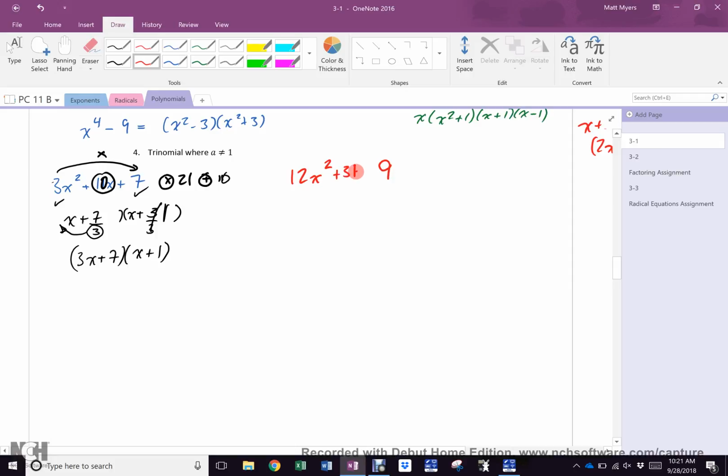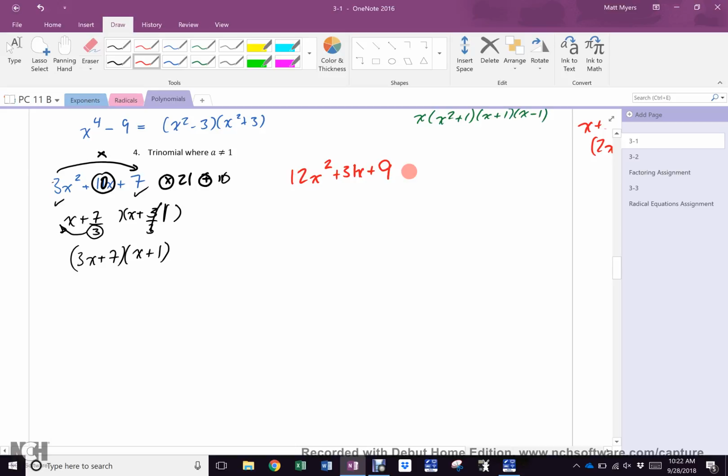Plus 31x. If you do that box method, how many options do you have for 12? Could be 1 and 12, 2 and 6, 3 and 4, yes? So you have to try a lot of different ones. But if you use my method, you know the 2 right away. Everybody cool? But if you like that box method and you learned it somewhere else, are you allowed to use it? Of course you are. Whatever works for you.